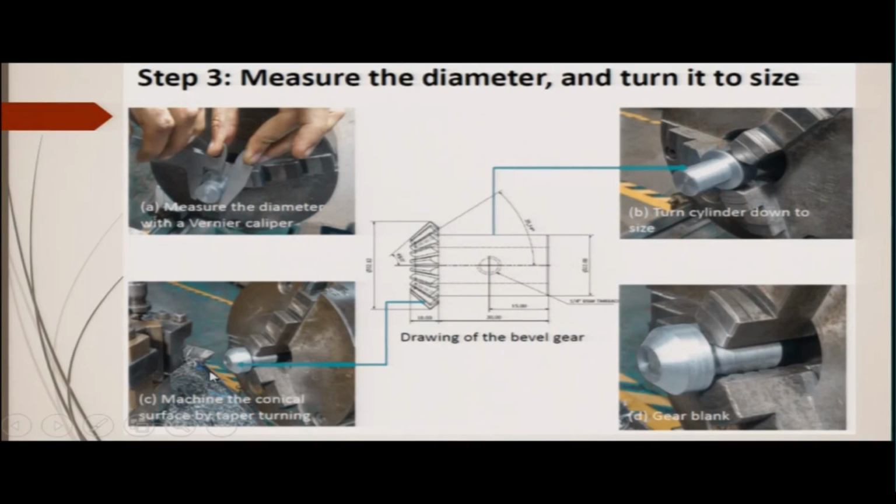Third step is to machine the conical surface by tapered turning. So, this is the surface where the teeth will be cut, and this surface has to be produced. The whole gear blank is made here, as you can see. This is the tapered turn, and this is the cylindrical surface, this is the cylindrical surface.